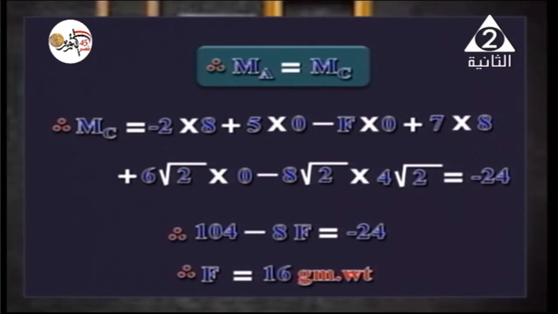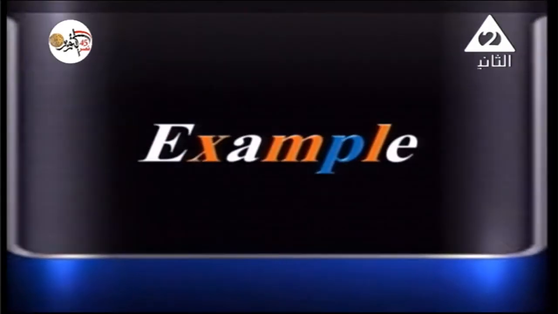My dear student, in this case, if a force is unknown, to find it we make the equation moment about A equals moment about C. Why? Because the line of action of the force is parallel to AC. My dear student, look at another example.